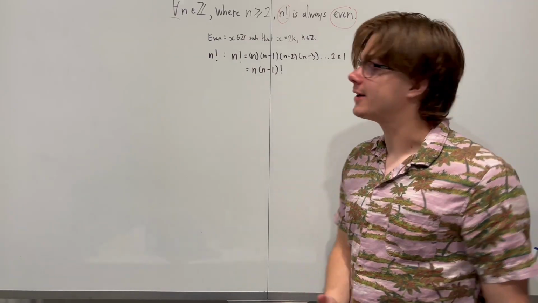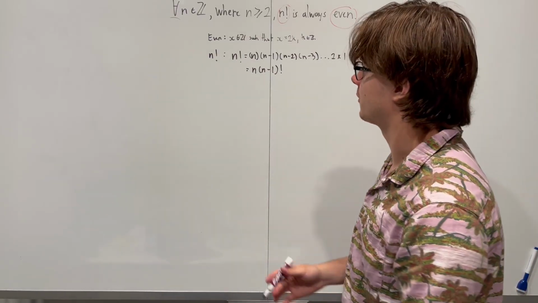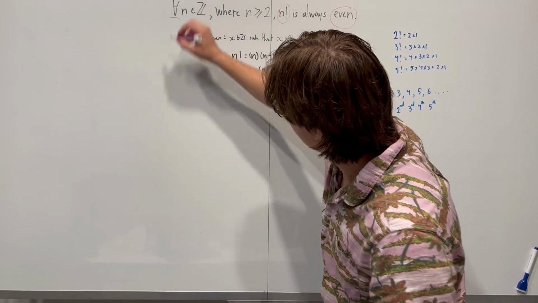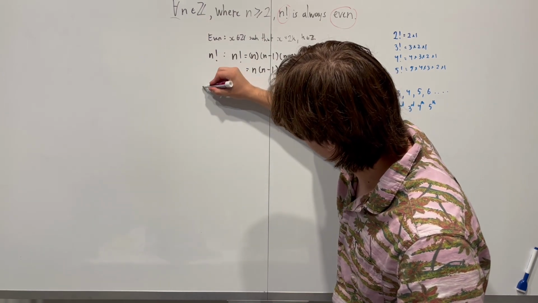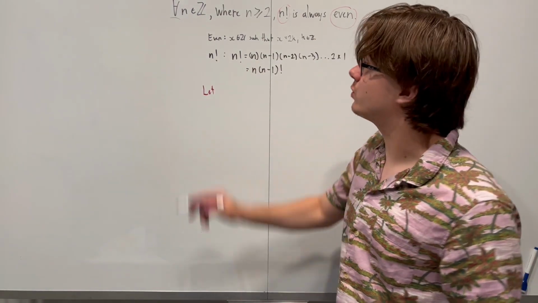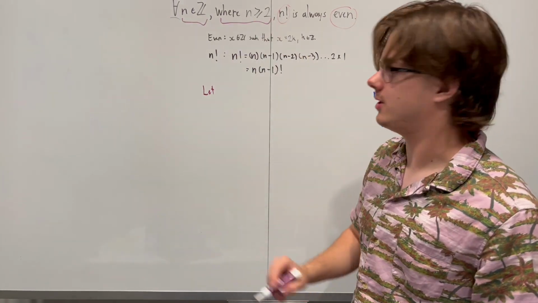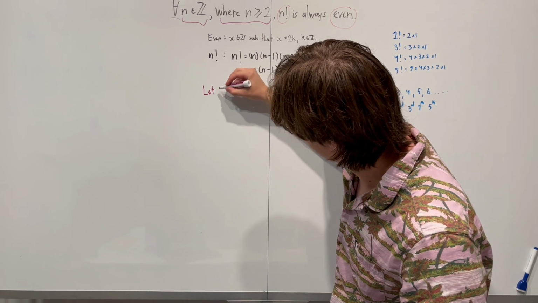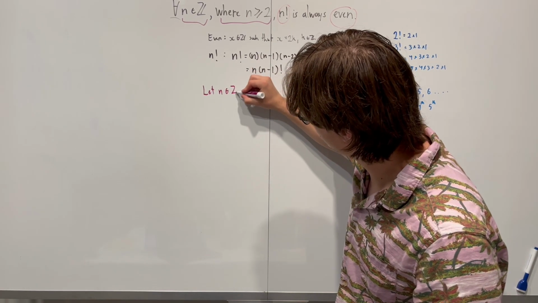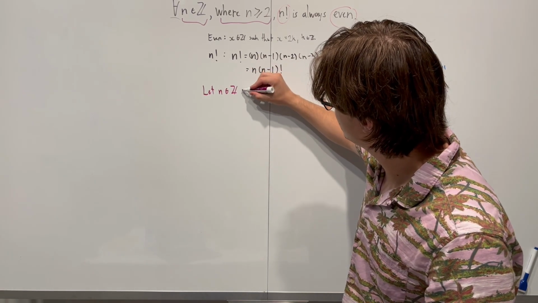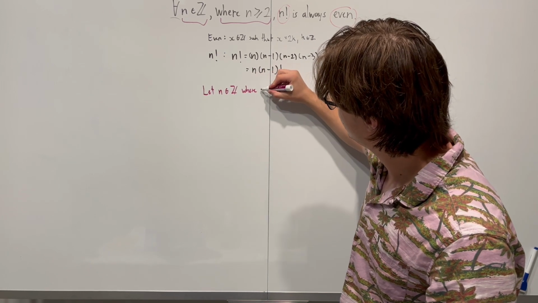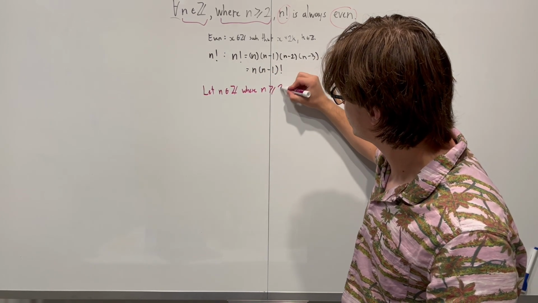My markers are dying on me today, so I had to switch to a purple marker for the proof. Because it's a for all proof, we start with the word let. And what do we let? We first let n be an integer, and then we suppose our p here. So we say let n be an integer where n is greater than or equal to 2.